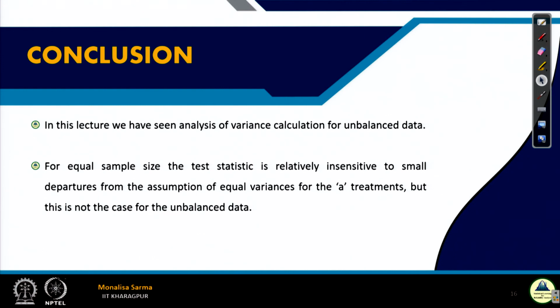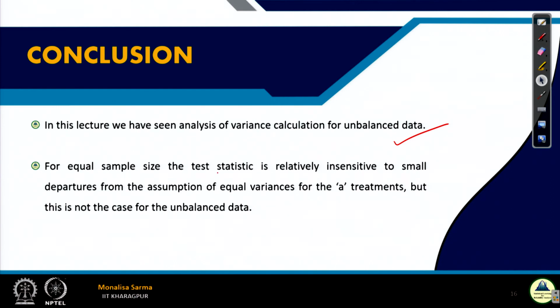And this is what we have done, basically when you try to compare the means of the different populations. Similarly, when you try to compare the variance of the different populations, there is also another technique that is called Multivariate ANOVA. That we will not be discussing, this is beyond the scope of this course. So, in this lecture we have seen analysis of variance calculation for unbalanced data.